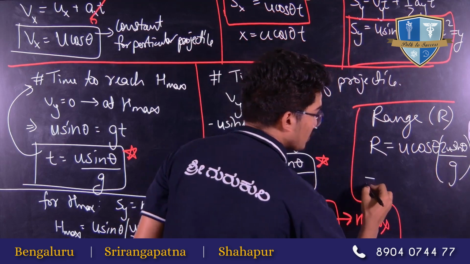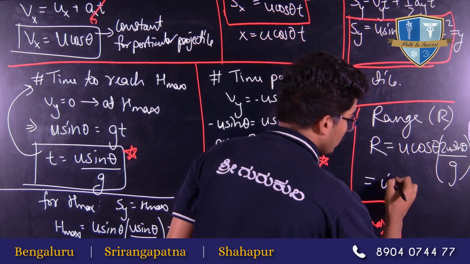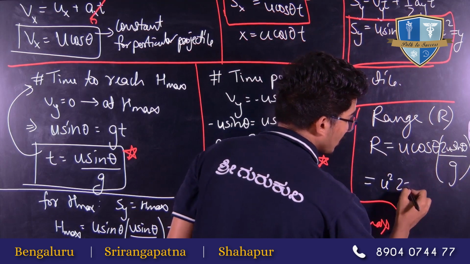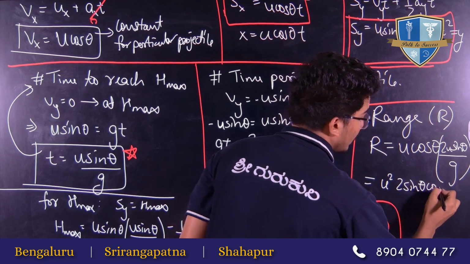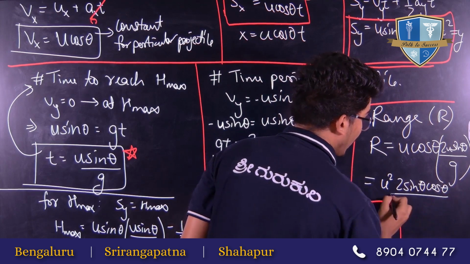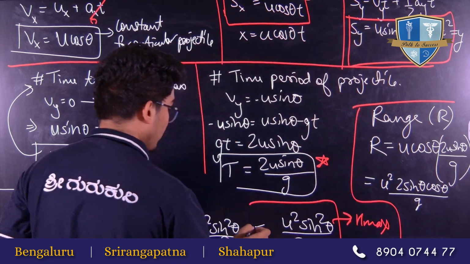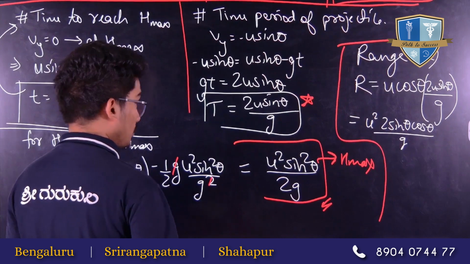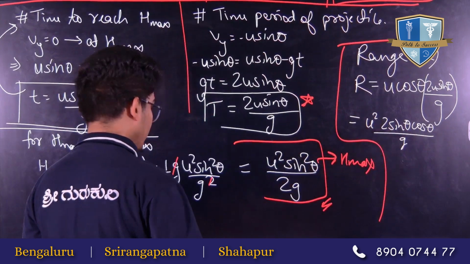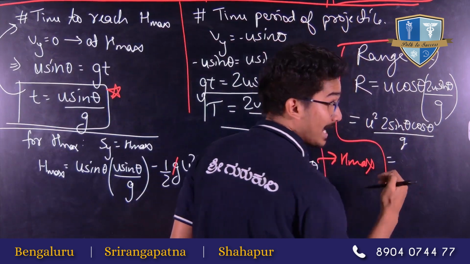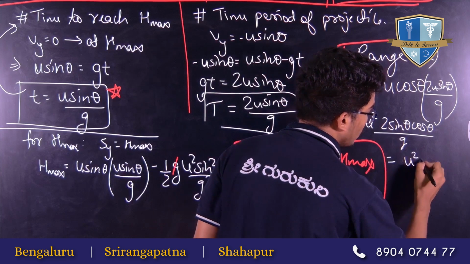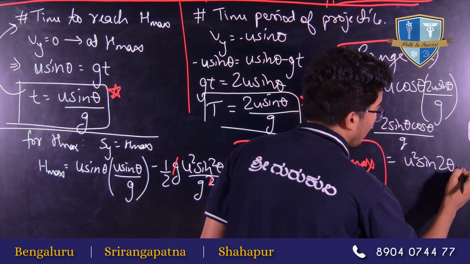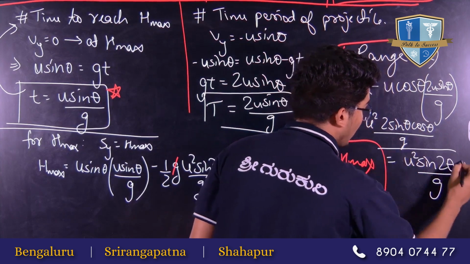So this is equal to u into u, which becomes u square, 2 sin theta cos theta by g. If you see, 2 sin theta cos theta is the perfect formula for sin 2 theta. So this will become u square sin 2 theta by g. This is our formula for range.